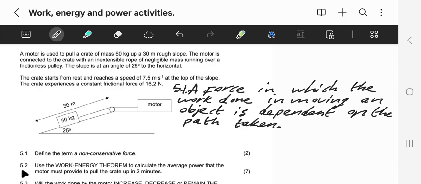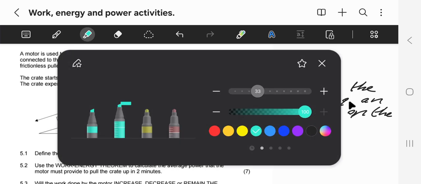Now let's look at 5.2. 5.2 says use the work energy theorem to calculate the average power that the motor must provide to pull the crate up in 2 minutes. So to answer this one, guys, the instruction is quite clear here.